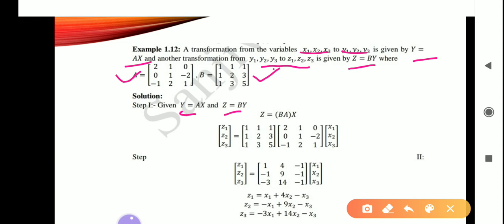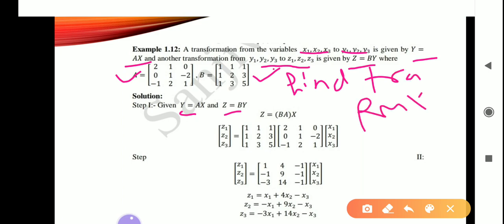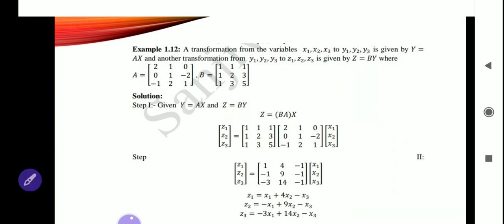The question is not given. So here we have to find the transformation from x to z. Means the question is, find the transformation from x to z. Means we have to find z in terms of x. X to z means on the LHS we want z. And in which transformation is z given? First or second? It is given in the second.